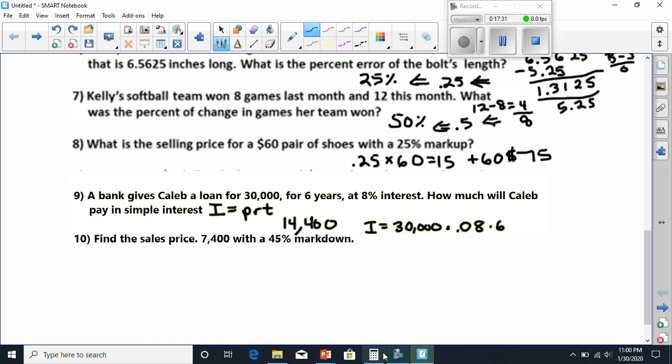Let's make double sure of that. Yep, 14,400. That will be the interest that we must pay. All right, or that Caleb would pay.